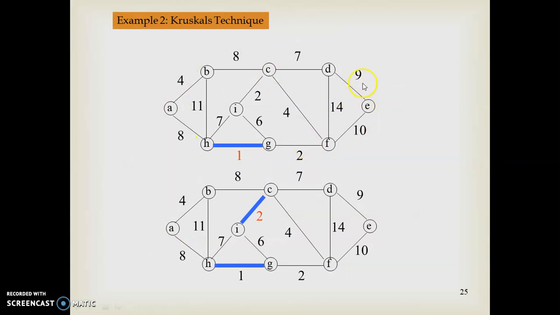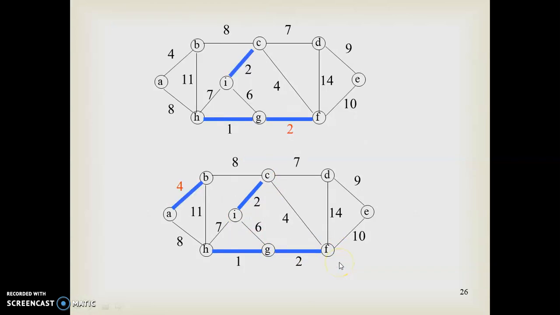Out of the whole graph, you find out two vertices which are connected with the minimum edge. Here it's 1, so you include 1 in the tree. Now you find out the next minimum edge. Here you have IC with weight 2 and GF with weight 2 again. You include either IC or GF. I have included IC. Next, again you check which is the minimum. GF has 2, which is again the minimum, and it is not completing a cycle.